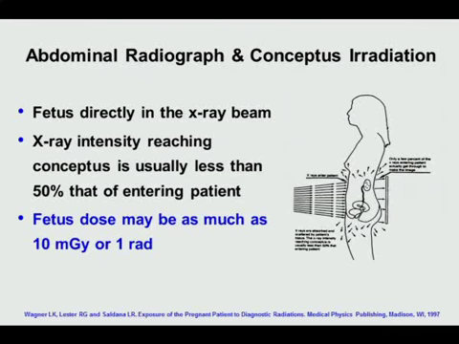In abdominal and conception radiation, the fetus is directly in the X-ray beam. Here, when the fetus is directly in the X-ray beam, we can conservatively estimate the surface dose to be the fetal dose. That's fine. But in reality, the X-ray intensity reaching the conception is usually less than 50% of that entering the patient. Therefore, the fetal dose may be as much as 10 milligray or 1 rad.